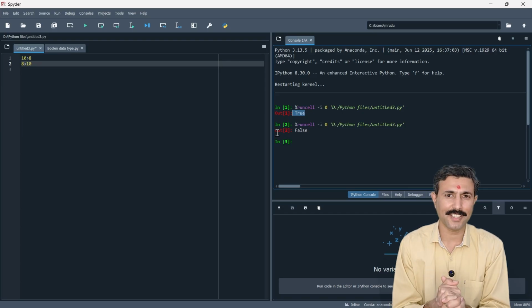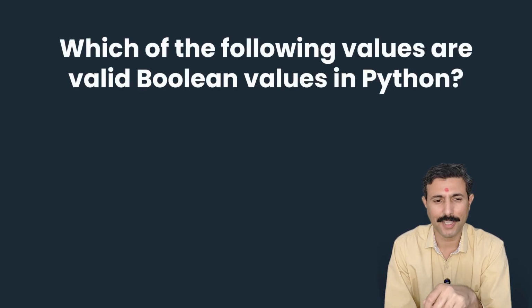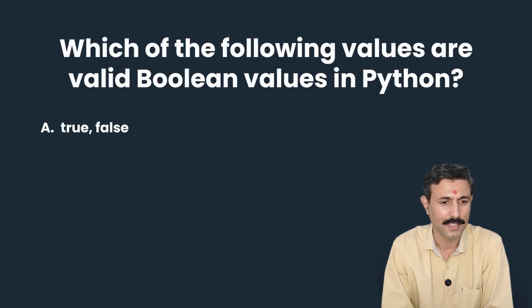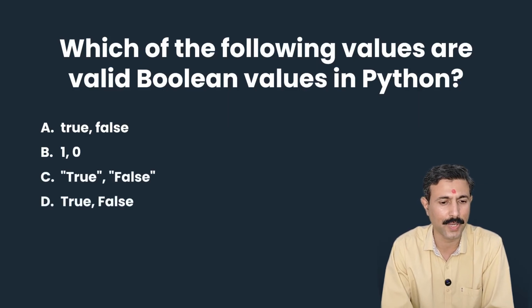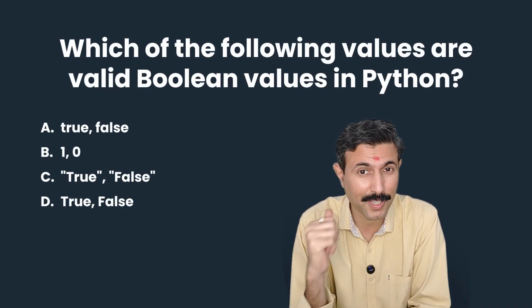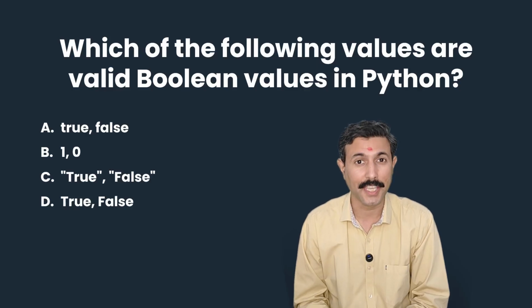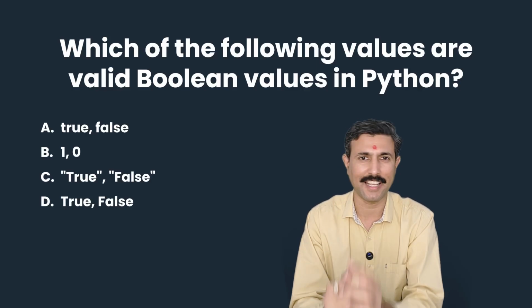Now if this is clear, I'm going to take you to the next important thing, and that is a quick short question for you. Which of the following values are valid Boolean values in Python? Your options are: A, True False; B, 1 0; C, true and false but in double inverted commas; and D, true and false. Just think over it and remember what we have discussed just a minute ago, and then try to answer in the comment section: A, B, C or D. Once you have written the answer, let's jump to the next segment.